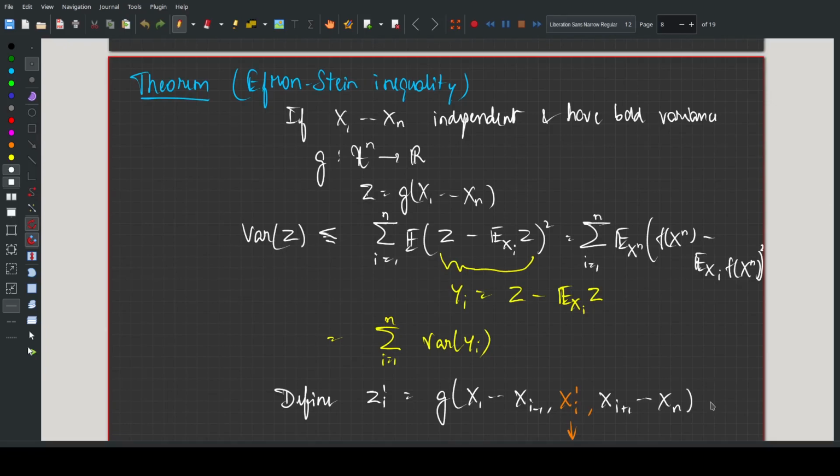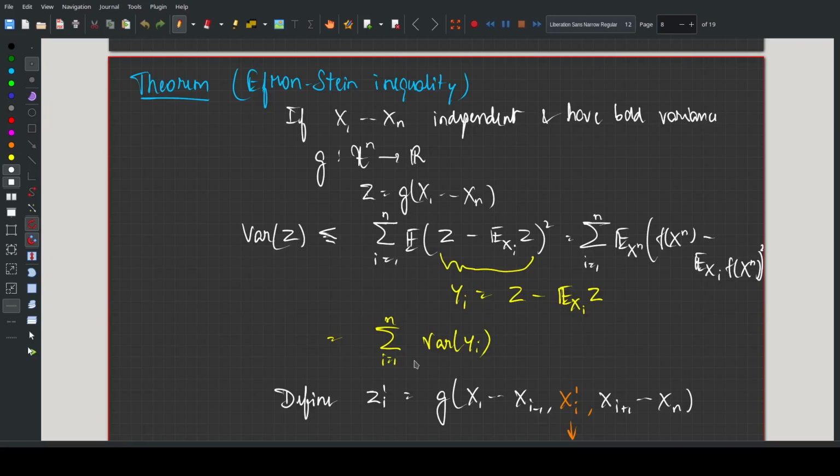So in the previous few classes, we were looking at this Efron-Stein inequality, which allows us to bound the variance of a function of n IID random variables. Given any arbitrary function g, the variance of g of x1 through xn can be bounded in the following manner. That would perhaps allow one to use the Chebyshev inequality to obtain a tail bound on g of x1 through xn.